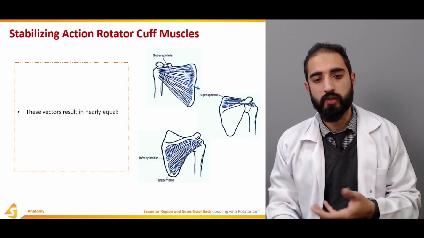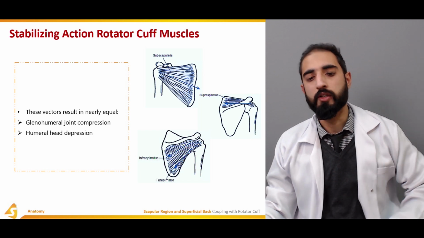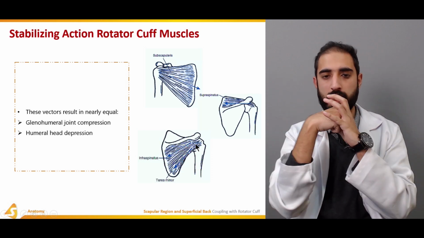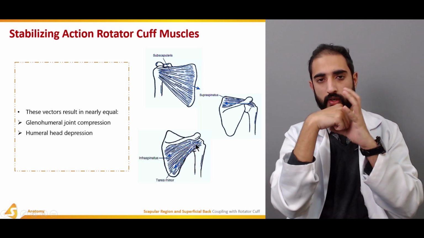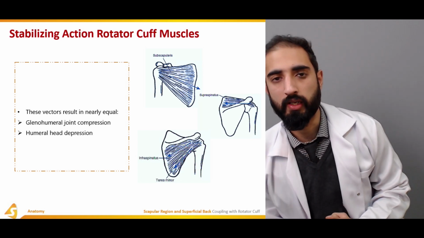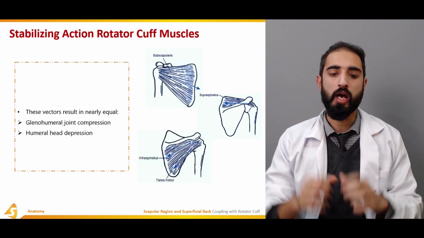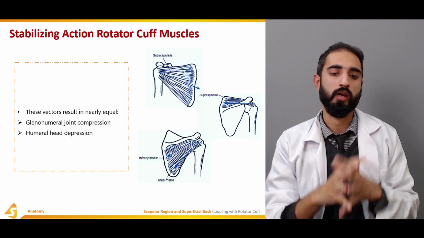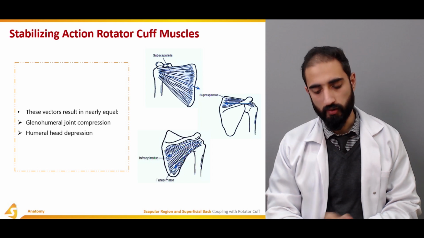Moreover, these vectors result in nearly equal glenohumeral joint compression and humeral head depression, because the inward component pulls the humeral head inside the cavity and keeps it in this way, and the downward component pulls the humeral head downwards, which results in creating the space for the subacromial region, and the upward movement by the deltoid is actually countered by this humeral head depression force created by the oblique rotator cuff.